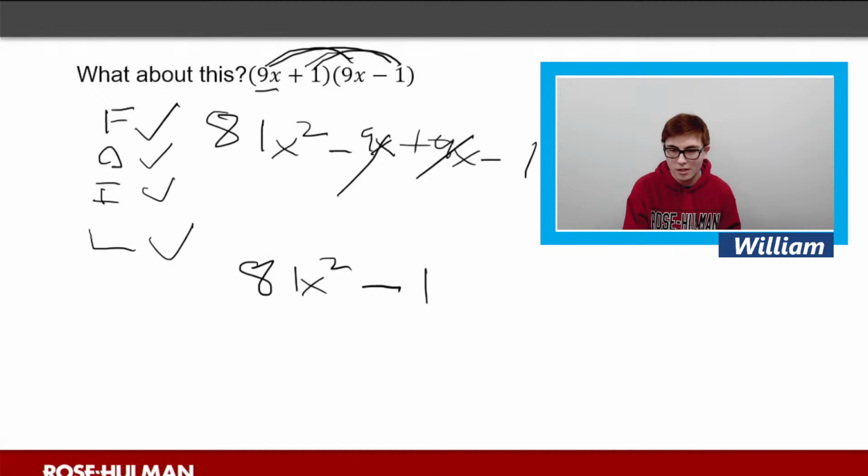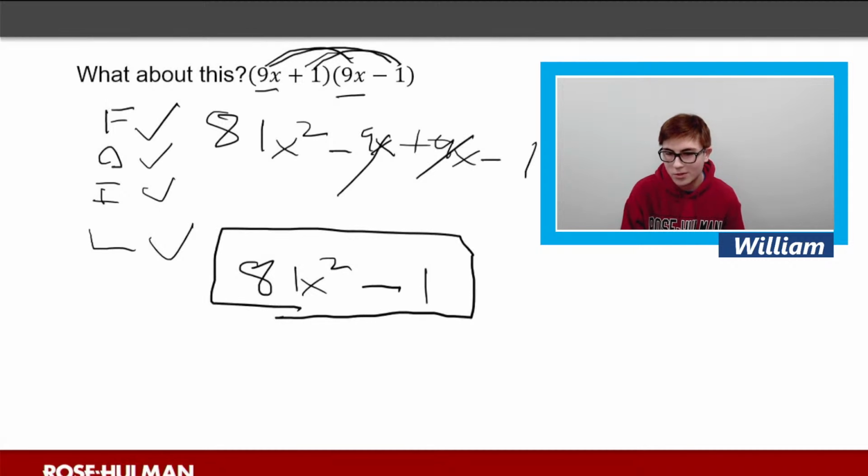You can only multiply the first ones and the two last ones, and that will actually give you the correct answer, because it turns out that when you multiply the middle terms, because of the plus and the minus, when they get multiplied by the outside and the inside, they end up dropping out. And so this one, the correct answer is 81x squared minus 1.